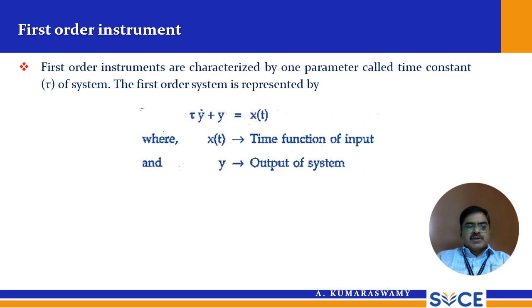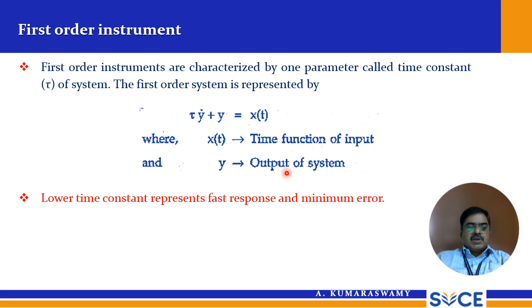First order instrument: this is the characteristic equation, tau y dot plus y equal to x of t, where x of t is the time function of input, and y is the output of the system. Lower time constant represents fast response and minimum error. So a lower time constant is desirable, and it represents faster response and minimum error. So that is the time constant advantage when it is minimum.